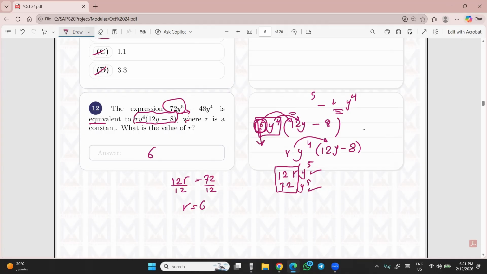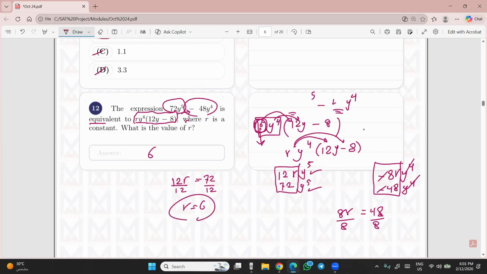We divide only by 12 to get r is equal to 6. You can also think about distributing the other side. r y to the 4th times negative 8, which means negative 8r y to the 4th power, and this is equal to negative 48 y to the 4th. Because these are equivalent, it makes this equal to this. You can forget about the negative and think about 8r equal to 48. You can divide by 8 on both sides. You get also r is equal to 6. So many ways get you the answer of 6.